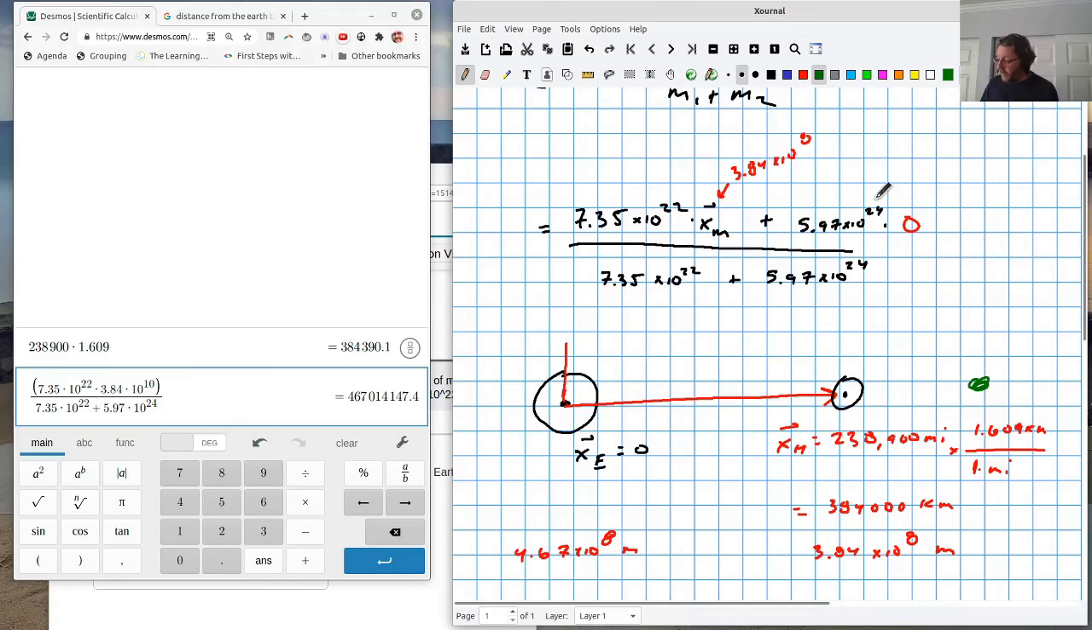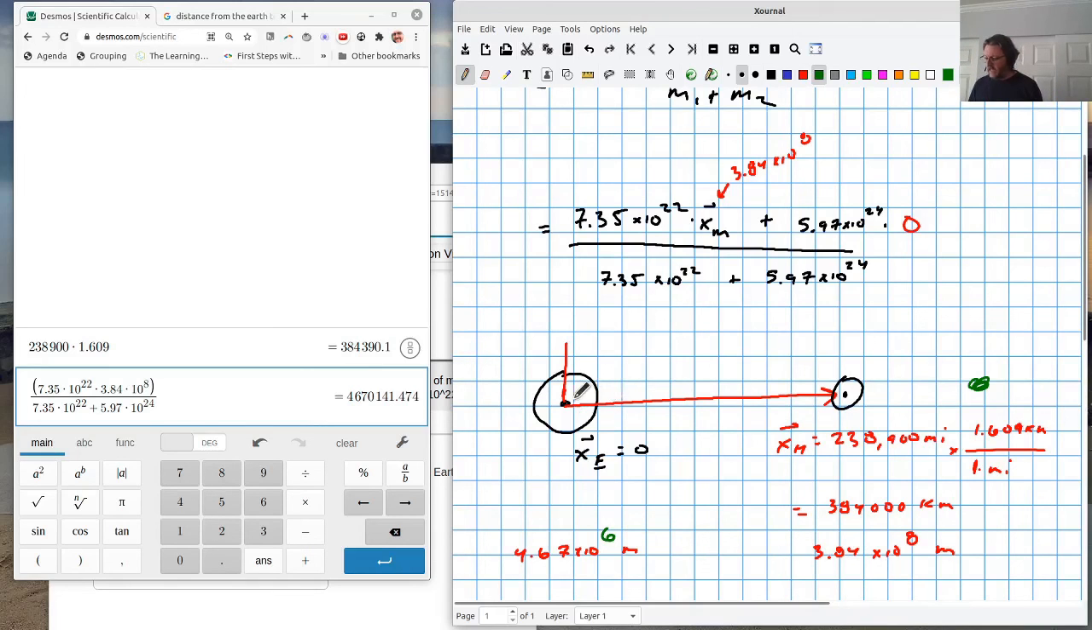And then the top, I should have a 0 here because the Earth is on the origin of the coordinate system. And this one should be 7.35 times 10 to the 22 times 3.84 times 10 to the 8th meters. And that's where the issue is. I wrote a 10 right there. I'm not quite sure why I did that. So that exponent should be an 8. Boom. That's better. That moves that decimal place over a couple. 4.67 times 10 to the 6th meters is the location of the center of mass.